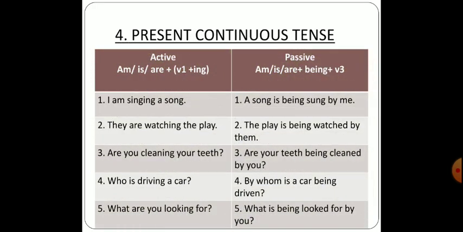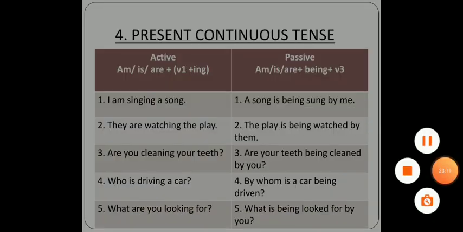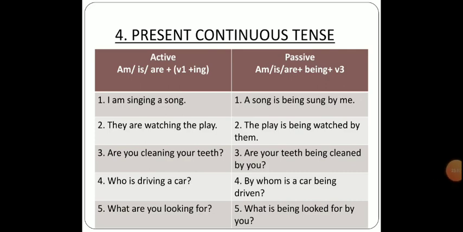The next one is present continuous tense. So over here you can see how we have used the formation: am, is, are plus the verb's first form plus ing. Always remember, in continuous tense ing is used. So I am singing a song. So a song is being sung by me. So here in the sentence you can see how singing changed into sung and we have added being. So this will become a continuous tense.